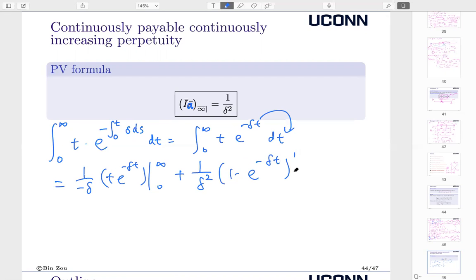Again, here it goes to infinity, right? So when I plug in infinity, it's 0. When I plug in 0, it's 0. 0 minus 0. Okay. Here, 1 minus, when I take it to infinity, I will get 0. So, right, it's easily this result. Okay. That is, if you want to memorize it, you can, but it's a rather simple result.